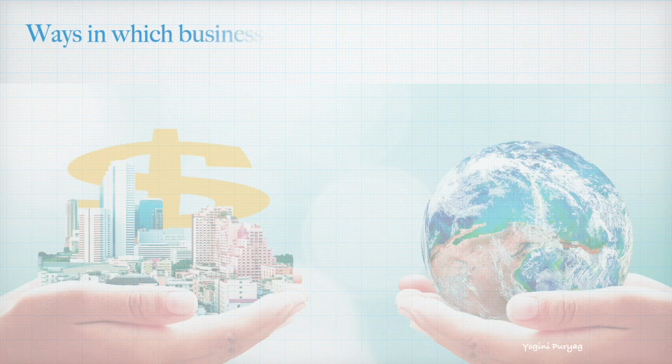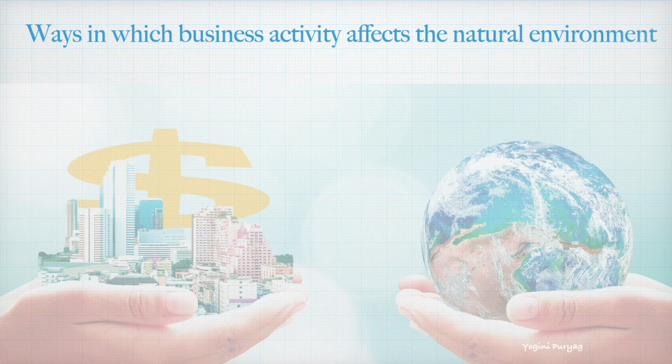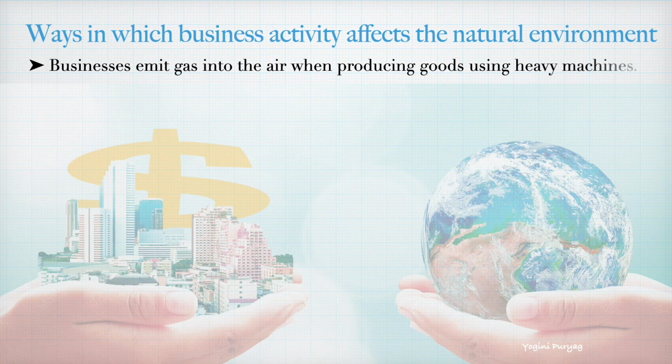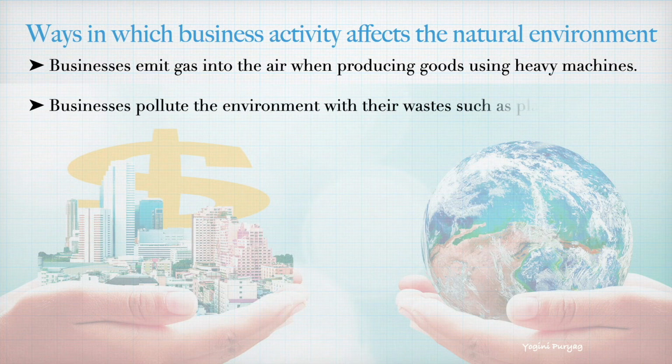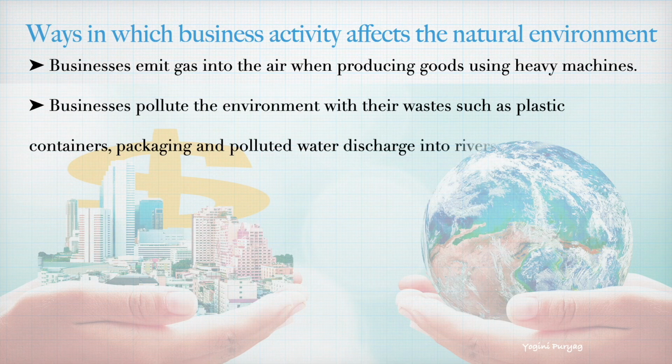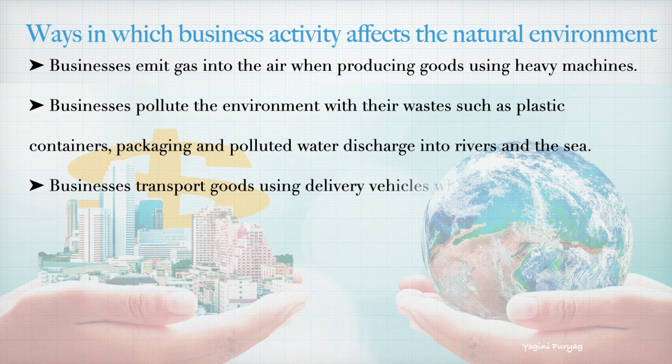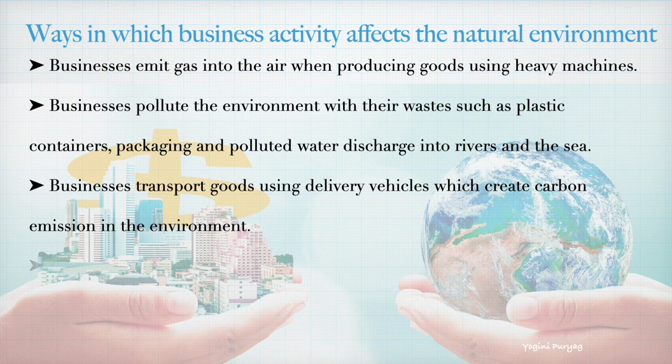Ways in which business activity affects the natural environment. Businesses emit gas into the air when producing goods using heavy machines. Businesses pollute the environment with their waste, such as plastic containers, packaging, and polluted water discharged into rivers and the sea. Businesses transport goods using delivery vehicles, which create carbon emissions in the environment. Businesses extract natural resources such as wood cutting and fishing without replacing those natural resources.